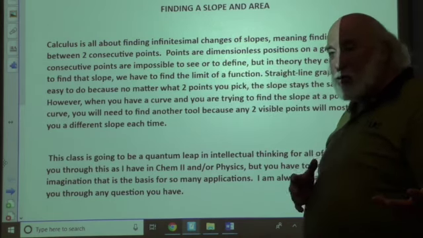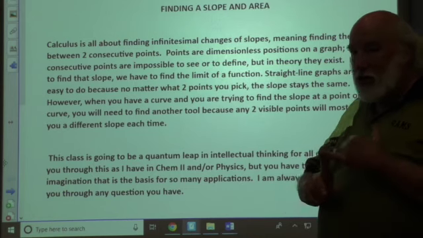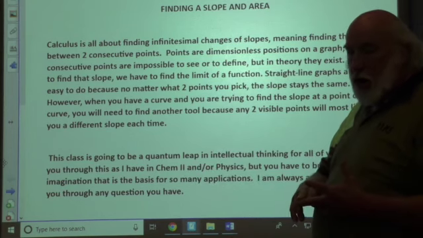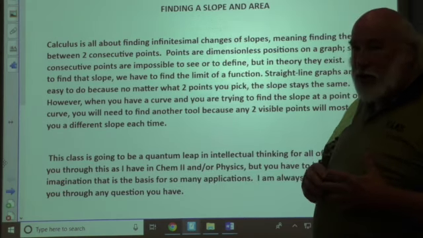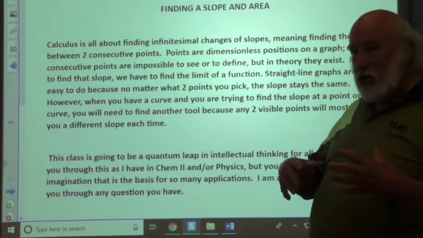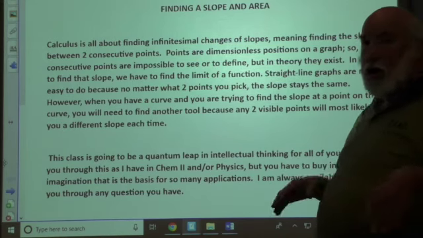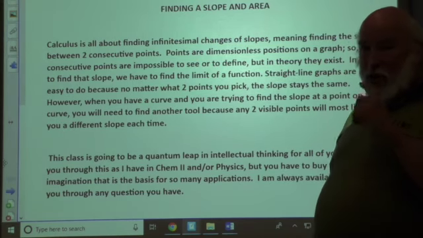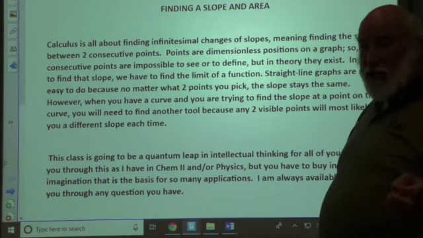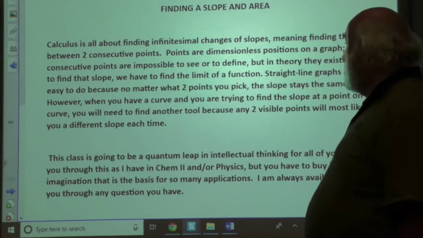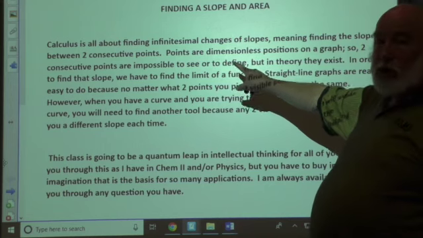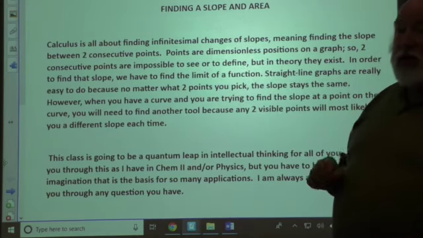In geometry, you found that points had 0 dimensions, lines had 1 dimension, just length. Areas like a square or a rectangle or a circle have 2 dimensions, length and width. And on. Points have 0 dimensions. They are not ever completely 100% defined. It's just right about there. So 2 consecutive points are impossible to see or to define, but in theory they exist.